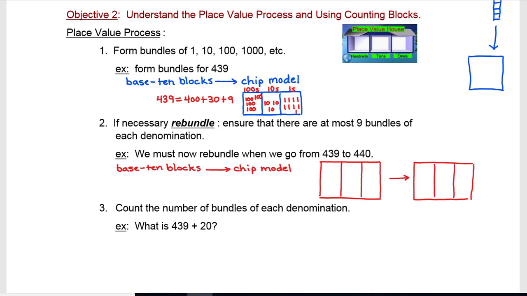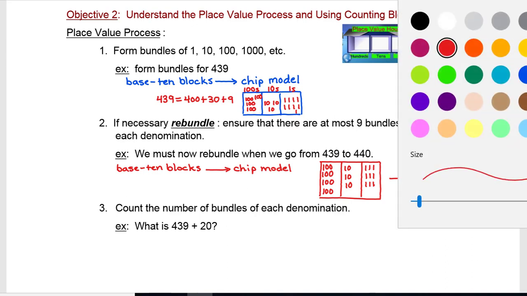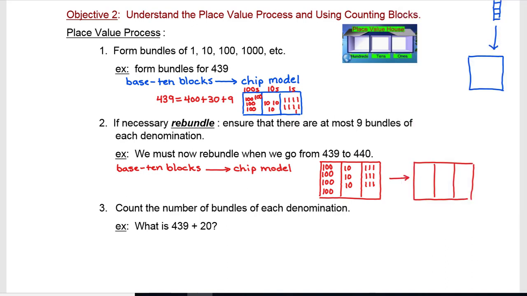All right, so let's draw 439. There's 1, 2, 3, 4. That's 400. And that's 30. 1, 2, 3, 4, 5, 6, 7, 8, and 9. Now, what we're going to do next is we're going to add 1. So basically, we're taking 439. We're going to add 1 to it.